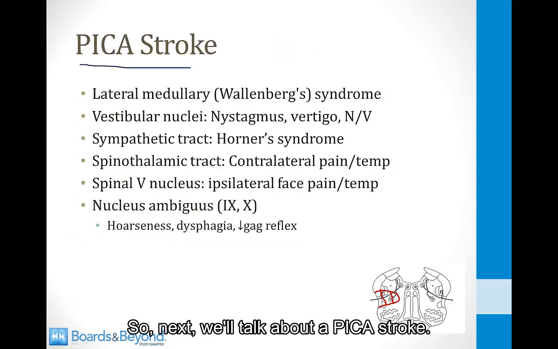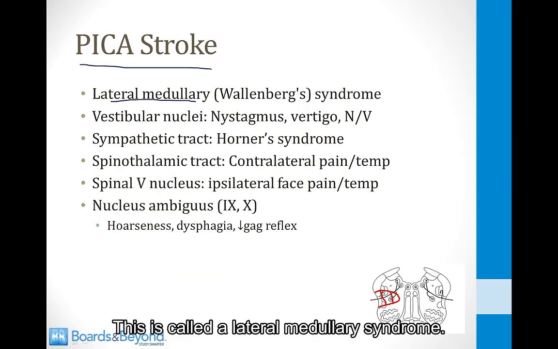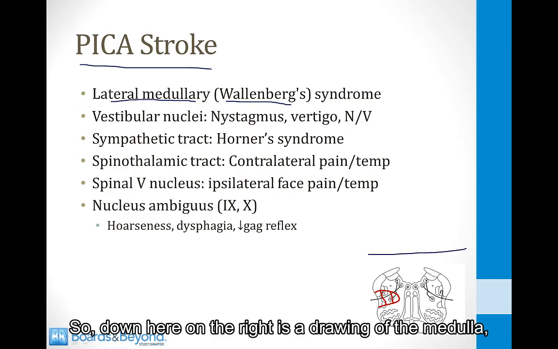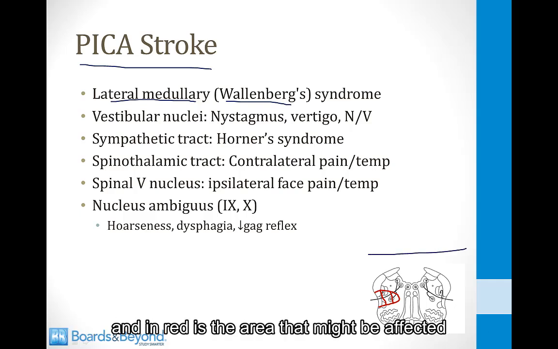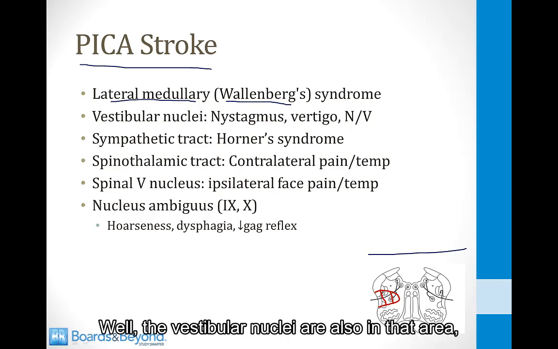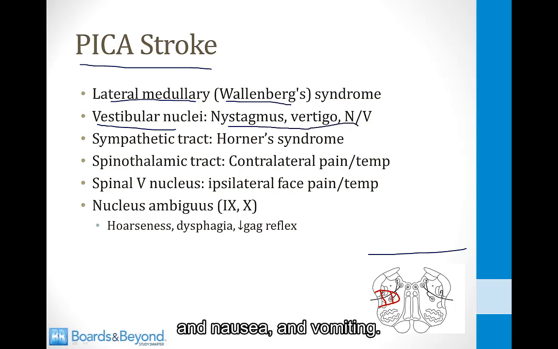So next we'll talk about a PICA stroke. This is called a lateral medullary syndrome. It's also called Wallenberg syndrome. So down here on the right is a drawing of the medulla, and in red is the area that might be affected by a PICA stroke. So what would you lose in that area? Well, the vestibular nuclei are also in that area, so you can have nystagmus, vertigo, and nausea and vomiting.